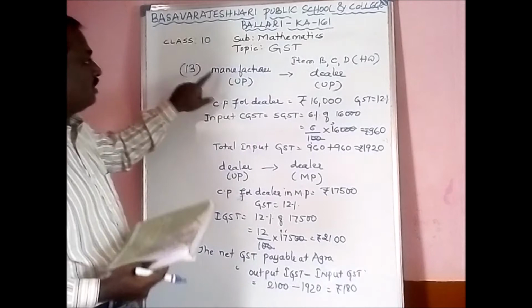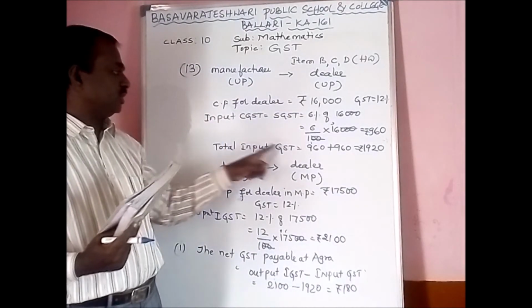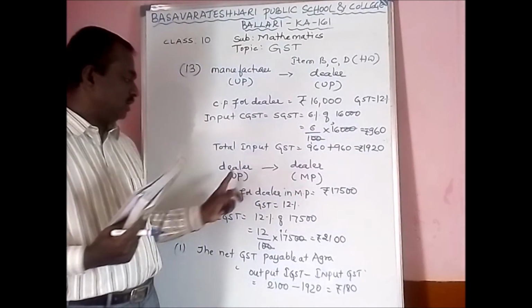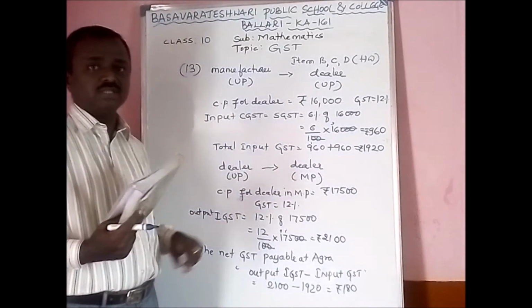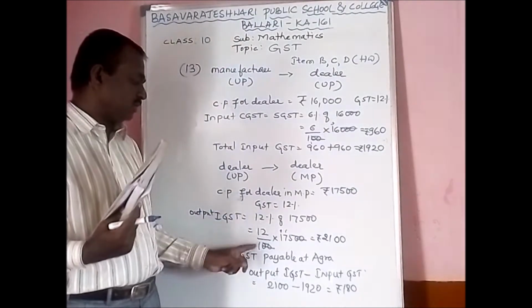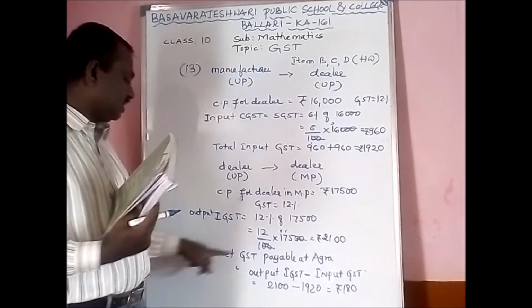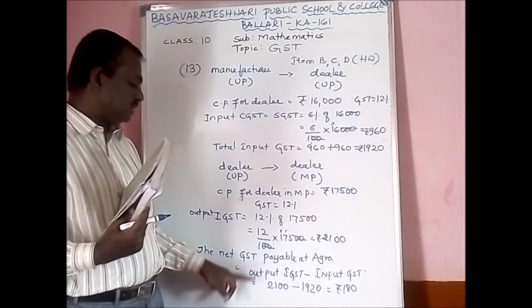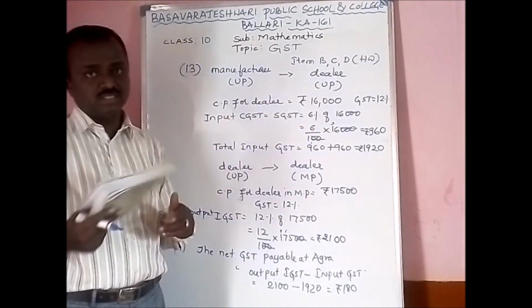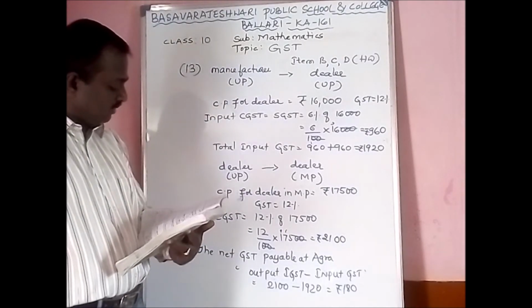Okay, understood now? Manufacturer to dealer. So what is the total input GST he is taking? 1,920. The dealer is selling to the MP dealer, Madhya Pradesh dealer, a state to state transaction. So IGST comes into picture. What IGST you have to find is nothing but output IGST. The net GST payable at Agra means output IGST minus input GST, that is 1,920. So total 180 rupees he will pay.